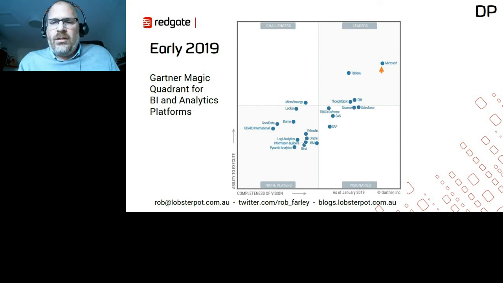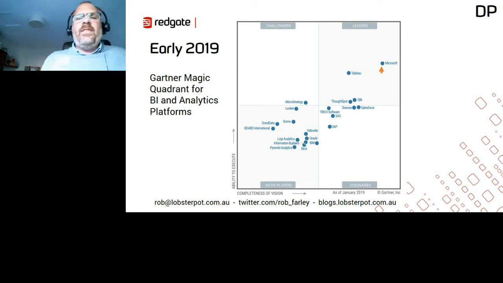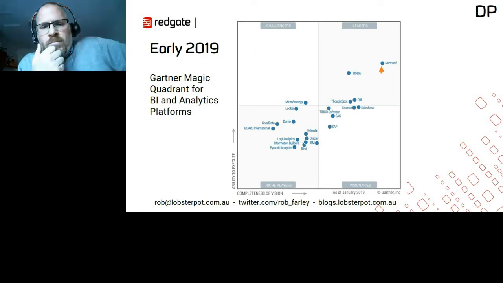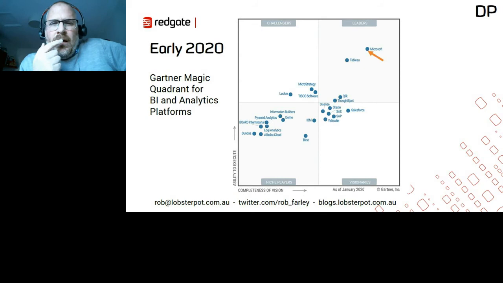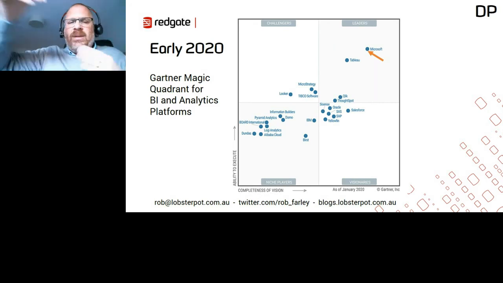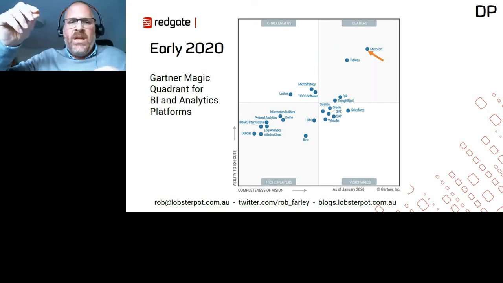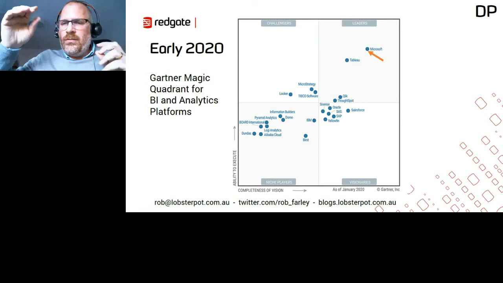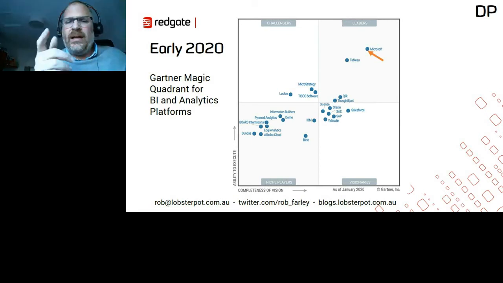As time goes on, they establish themselves as the leader also in the ability to execute, as Power BI was reaching a lot of maturity and becoming a very serious player. And then in 2020, this year, something interesting happened. Microsoft actually moved back a little bit in completeness of vision. But significantly, they moved to a point where the balance between the completeness of vision and the ability to execute was there. They became more balanced.